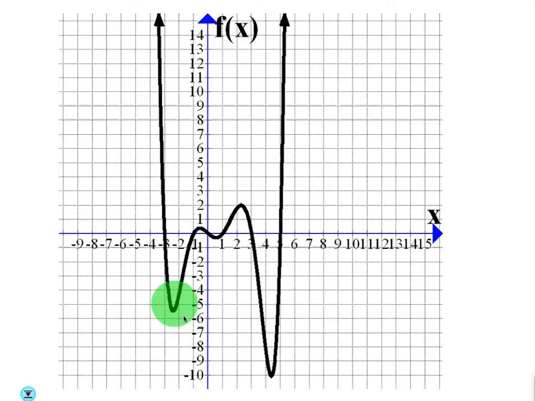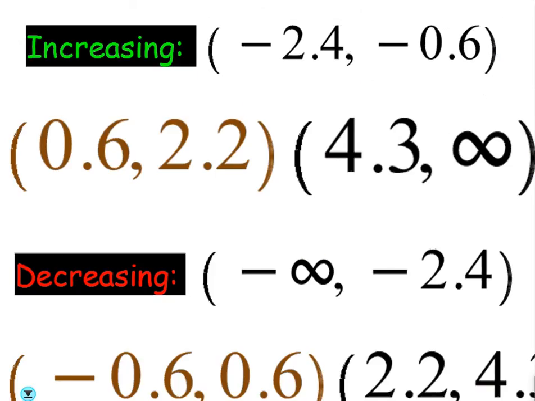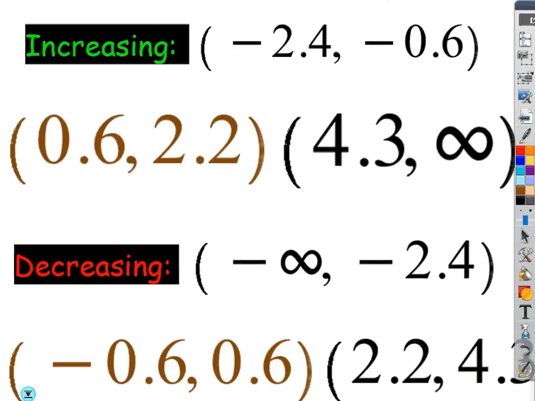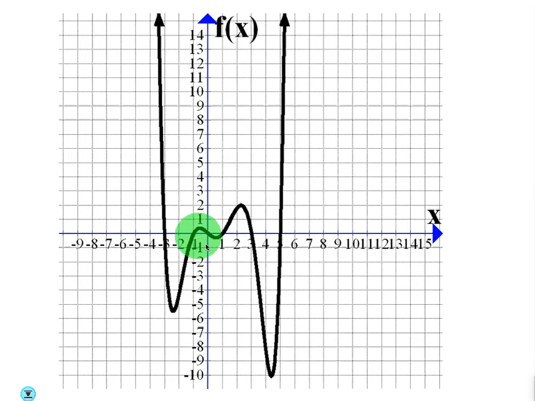Okay, it's going to be starting right here and increasing, right? That's actually about negative 2.5 or so. I don't mind whatever you put; it's a decimal, somewhere in between. It's going to increase up until this point, right? So negative 2.4 to negative 0.6, what I meant to say, because it goes somewhere about right there.